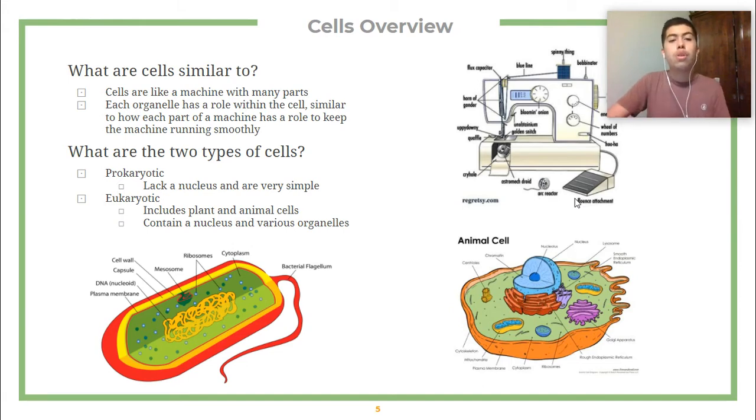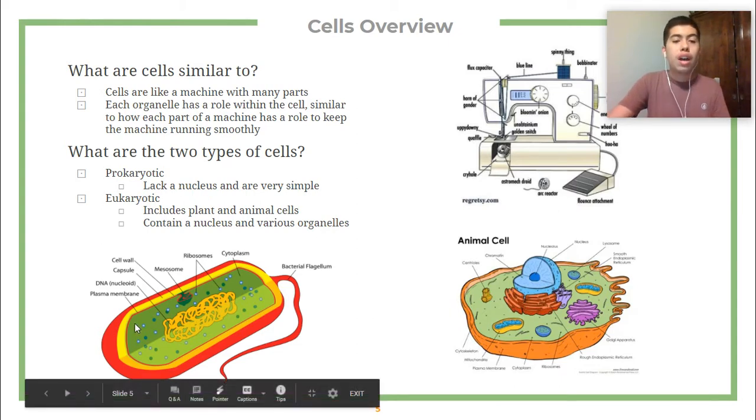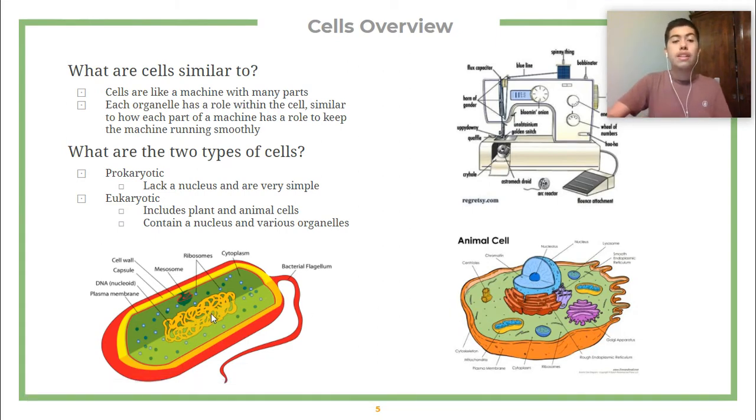So what are the two types of cells? Well, you have prokaryotic. Prokaryotic lack a nucleus, and they're very simple. Right here at the bottom, we have a prokaryotic cell, and you see it's very simple. The DNA is actually, instead of in the nucleus, it's just floating around in the cytoplasm. So prokaryotic cells are very, very simple.